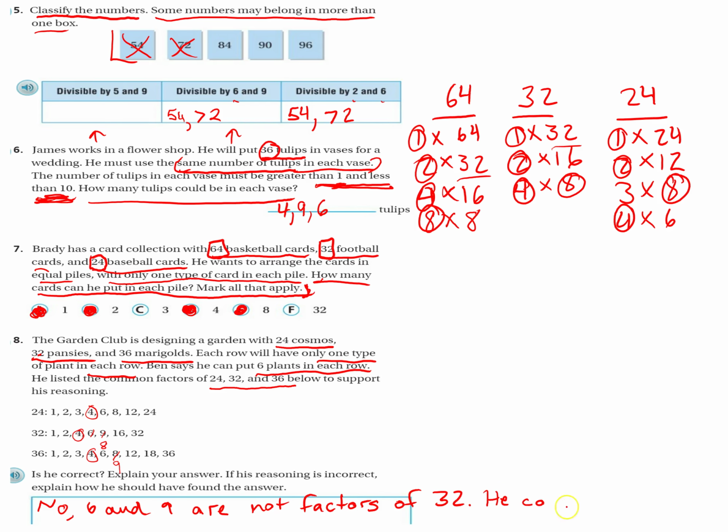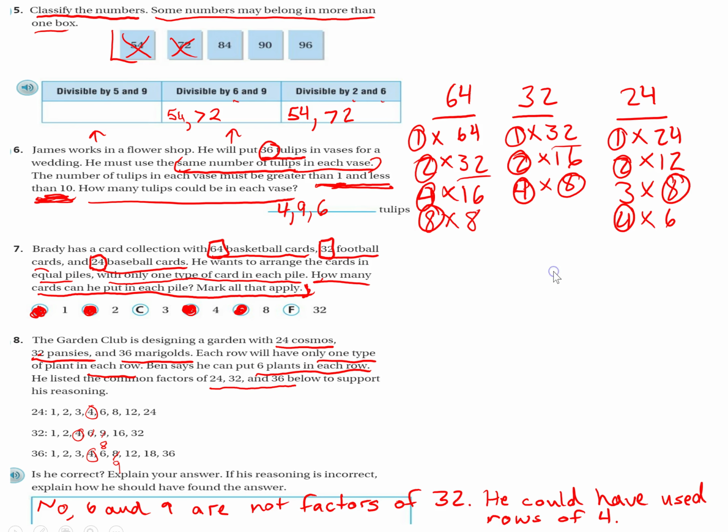He could have used rows of 4. So we want to prove, not only do we want to show that he was wrong, we want to show that we know what one of the correct answers could have been. Again, he could put them in rows of 2 as well, because 2 is a common factor as well. But just one example of how we know what the correct answer is good enough.